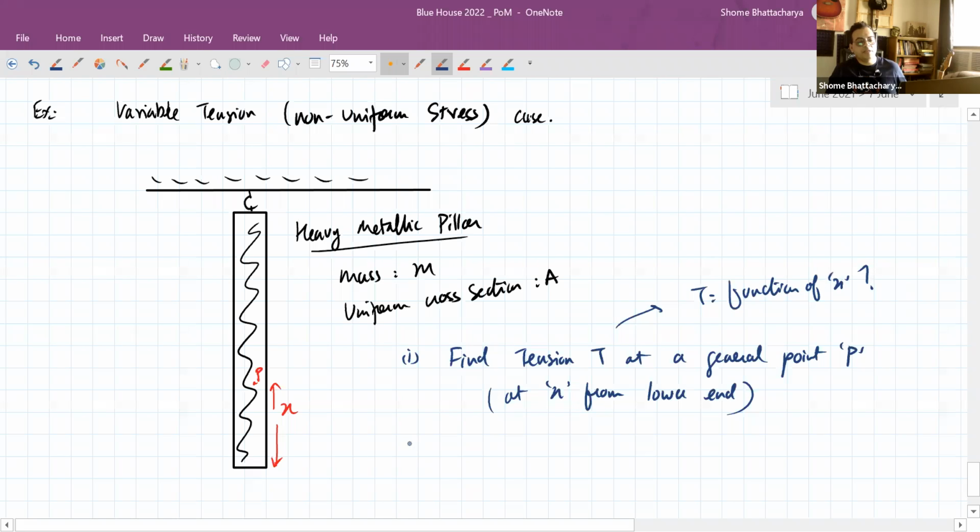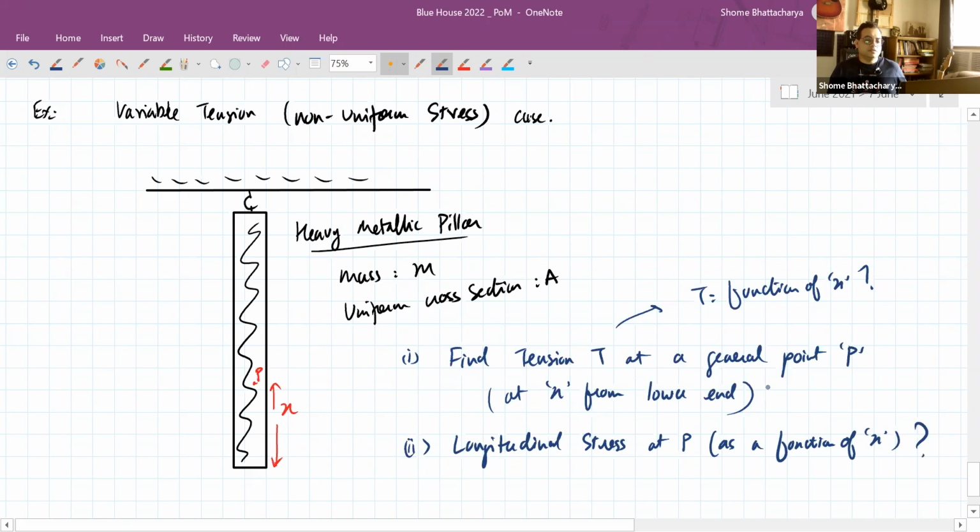Okay. And from that we can find the longitudinal stress at the point P, again as a function of x. So this could be a situation where we answer the question that we just discussed, that is, is it necessary that tension is uniform at all points? Definitely not. In fact, it's only in certain special cases that we can say that a material is under uniform tension while it is in a longitudinal deformity state.